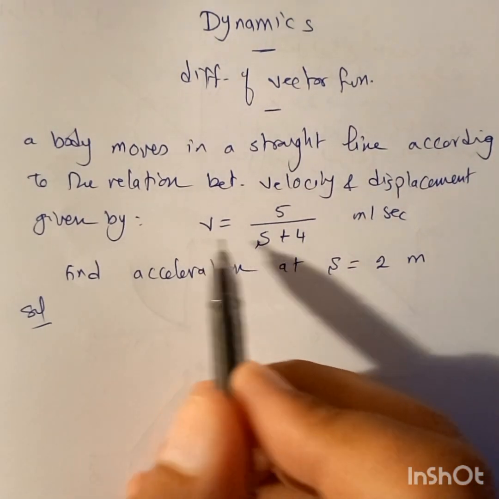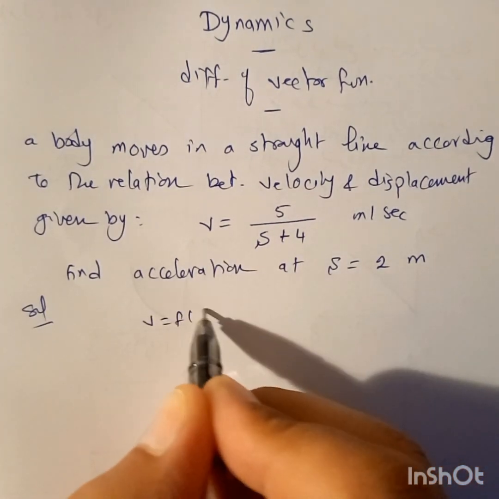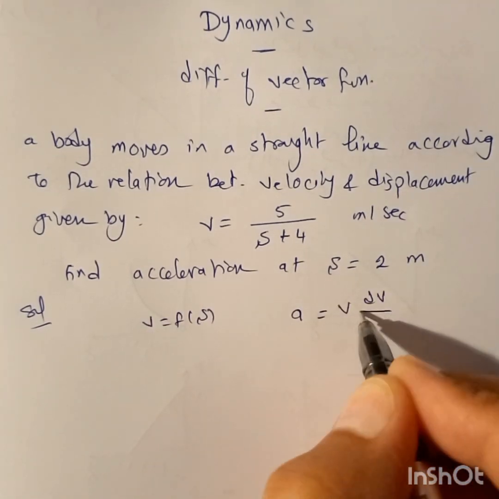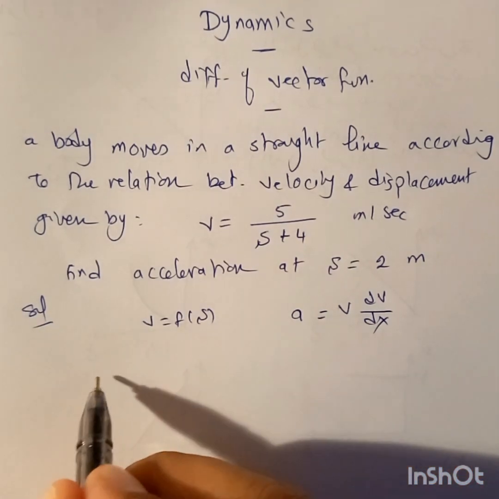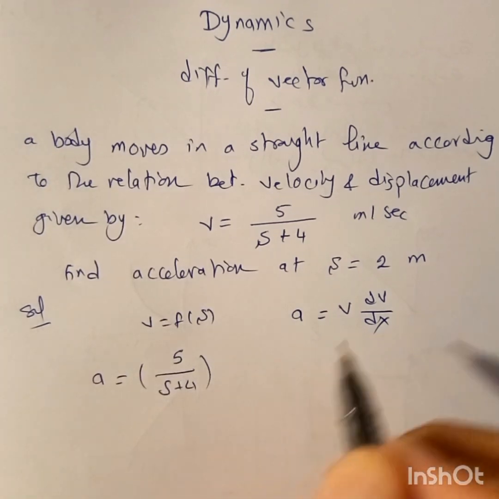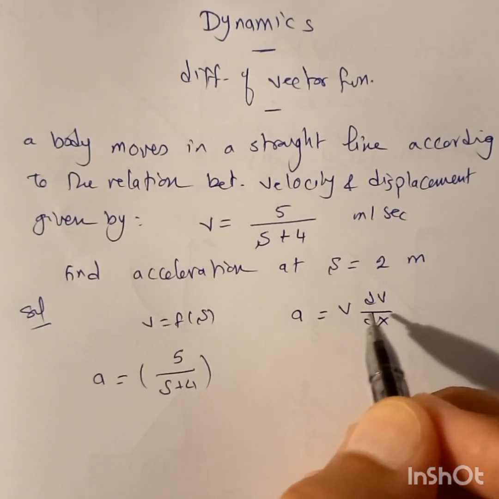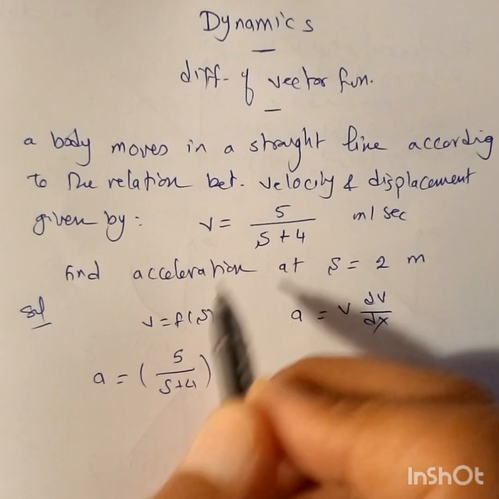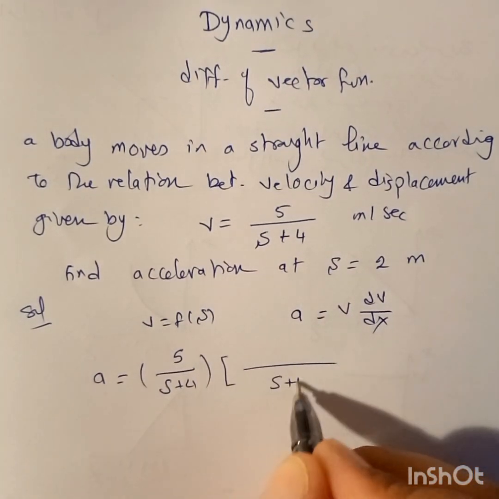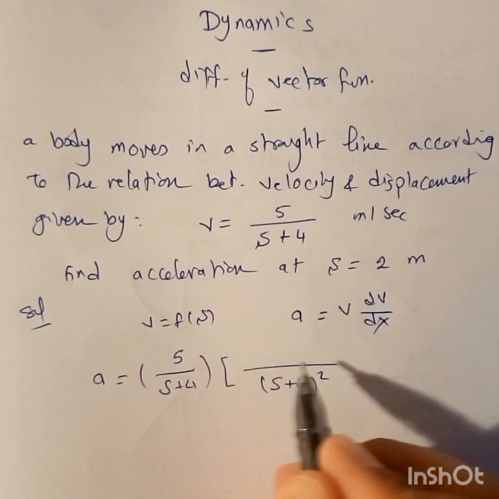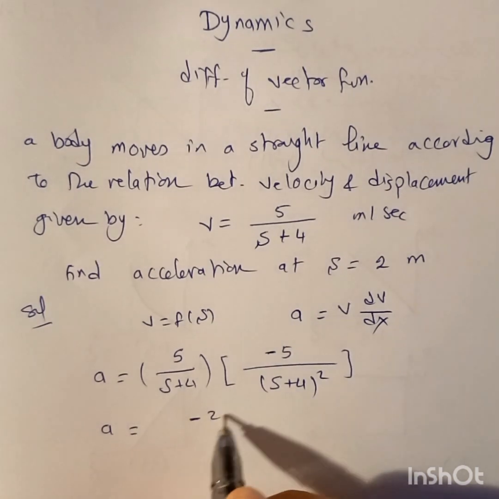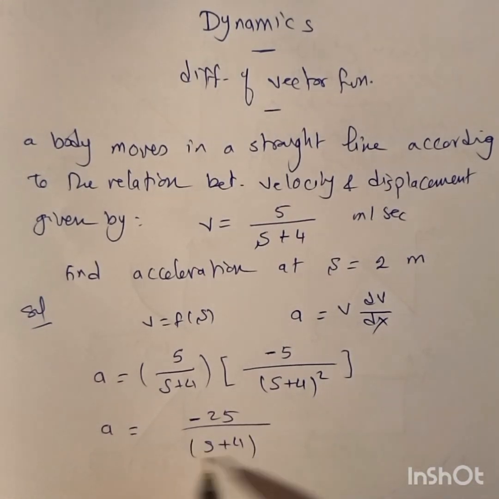Here we have velocity. Velocity is a function of displacement. Then we can use acceleration equals v dv dx. Okay, then we have acceleration equals 5 over (s plus 4) multiplied by the first derivative of v with respect to s. Here we have (s plus 4) squared, and we have here negative 5. Okay, then we have acceleration equals negative 25 over (s plus 4) to the power 3.